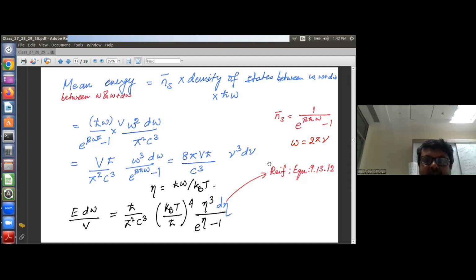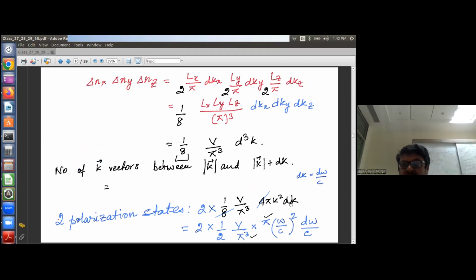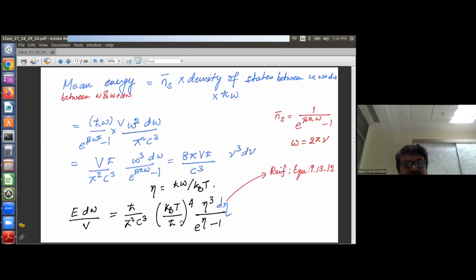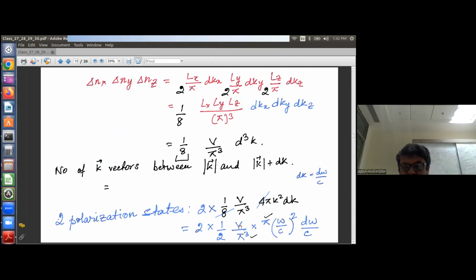So v into omega squared d omega. Now there was an omega sitting here, that becomes omega cube, and there was a dk also. This gives d omega by c. So hence we get this volume is already sitting here, pi cube, right?